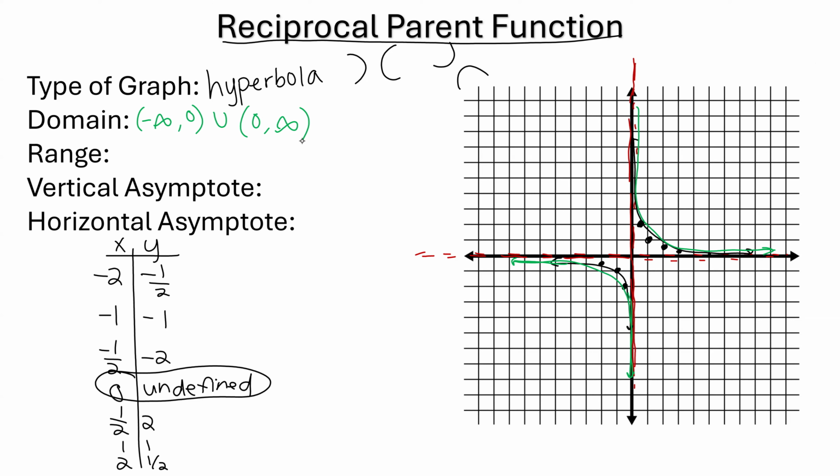So that is how you write the domain in interval form. You can also say x cannot be 0 because there's an asymptote there. Those are the two ways you can write it.